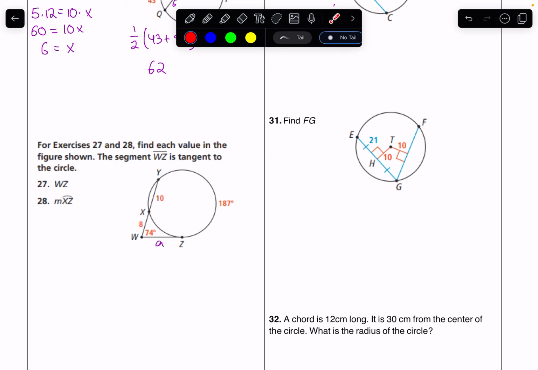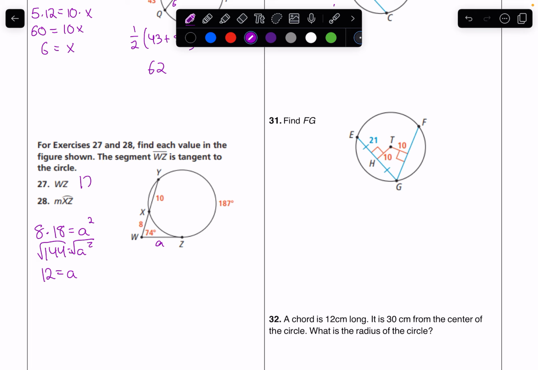So 8 times the whole secant 18 is equal to the tangent multiplied by itself. So 8 times 18 is 144. And then we take, of course, the square root of both sides, and 12 is equal to the missing value WZ.